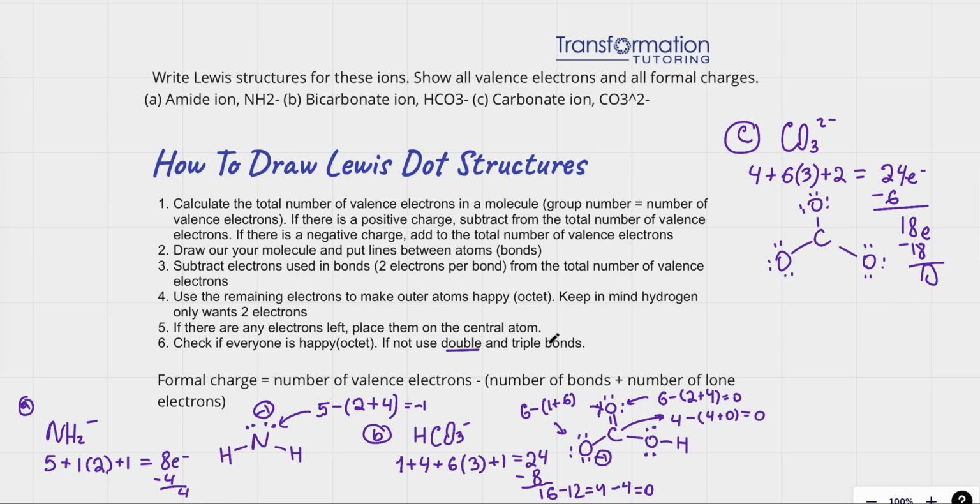Now I'm going to see if there are any electrons left. No, so we can skip that. Check if everyone has an octet, and if not, we have to use double or triple bonds. This carbon here has 1, 2, 3 bonds, so it has 1, 2, 3, 4, 5, 6 electrons only, but it wants to have 8. What do we have to do? We have to erase electrons from one of the oxygen and make a double bond.